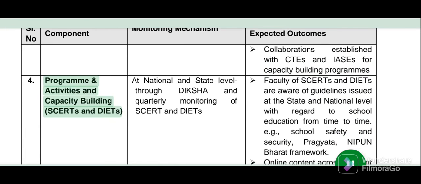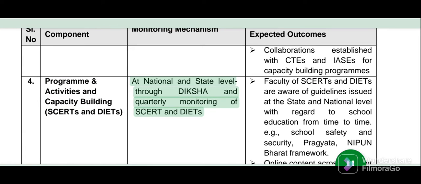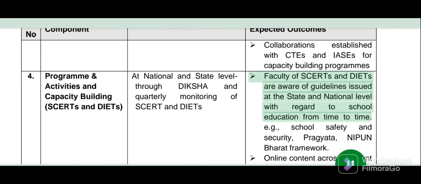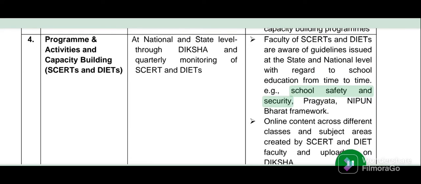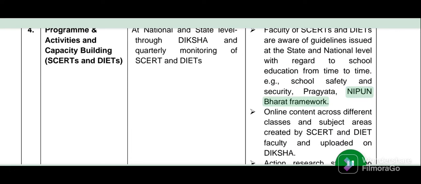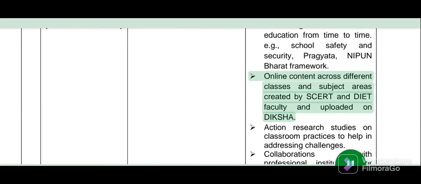4. Programs and activities in capacity building, SCERTs and DIETs. At national and state level through DIKSHA and quarterly monitoring of SCERTs and DIETs. Faculty of SCERTs and DIETs are aware of guidelines issued at the state and national level with regard to school education from time to time, e.g., School Safety and Security, Pragyata, NIPUN Bharat Framework. Online content across different classes and subject areas created by SCERT and DIET faculty and uploaded on DIKSHA.